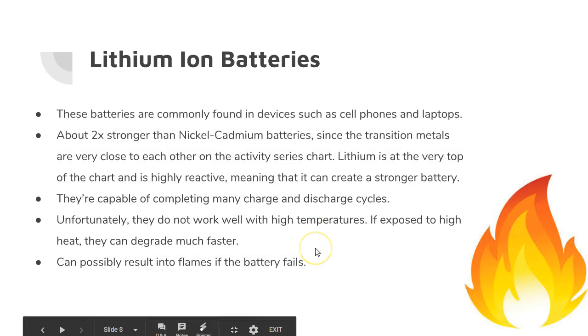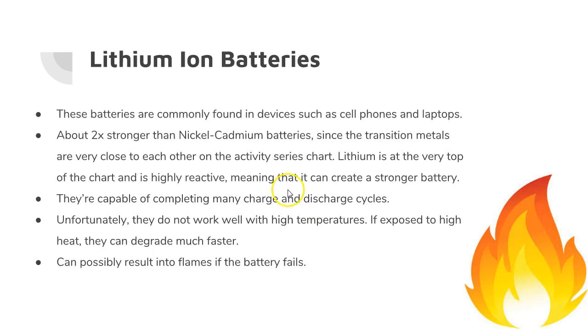So one thing I thought was interesting was finding out how well lithium-ion batteries work. These batteries are commonly found in devices such as your cell phone and your laptop, and they're about 2 times stronger than nickel-cadmium batteries since the transition metals are very close to each other on the activity series chart, whereas lithium is at the very top of the chart and is highly reactive, meaning it can create a stronger battery than the nickel-cadmium.